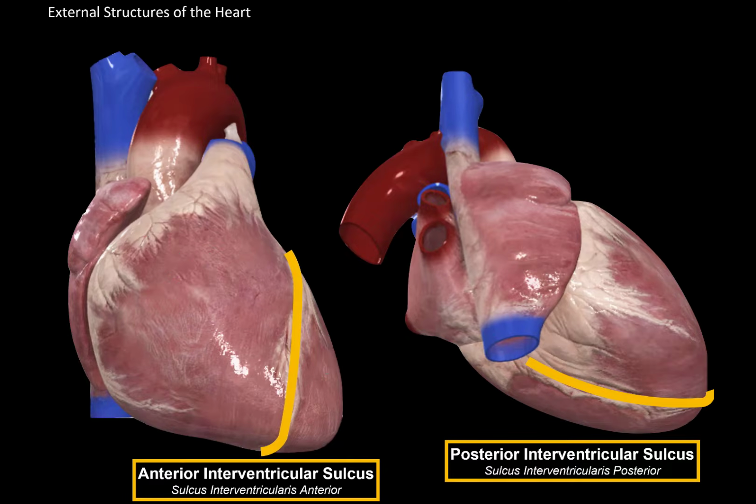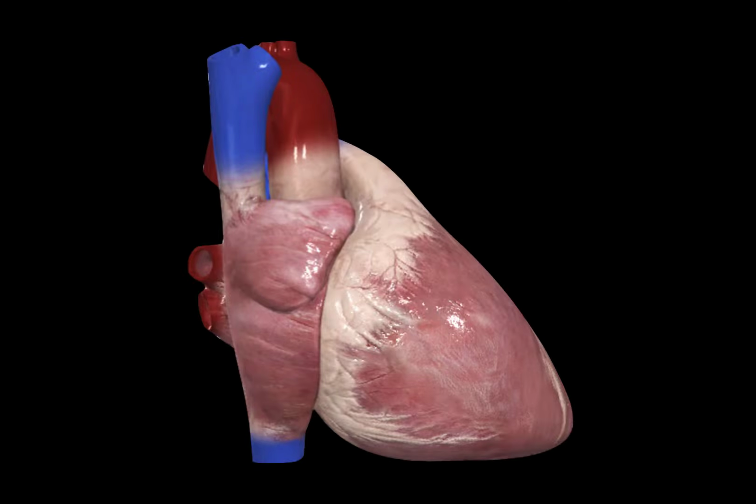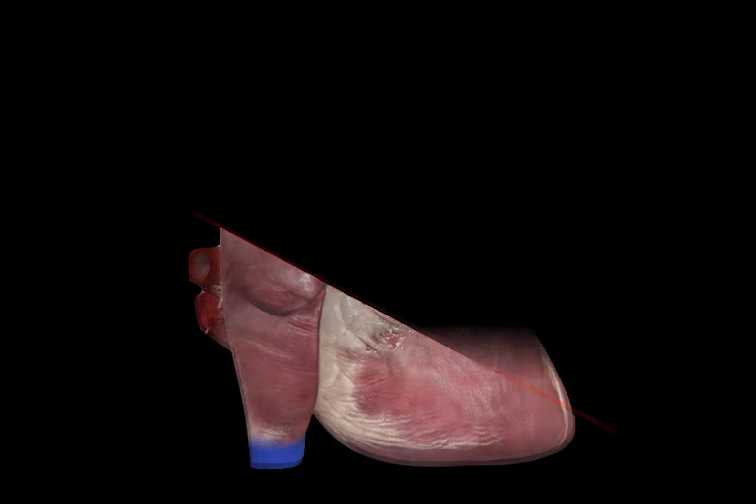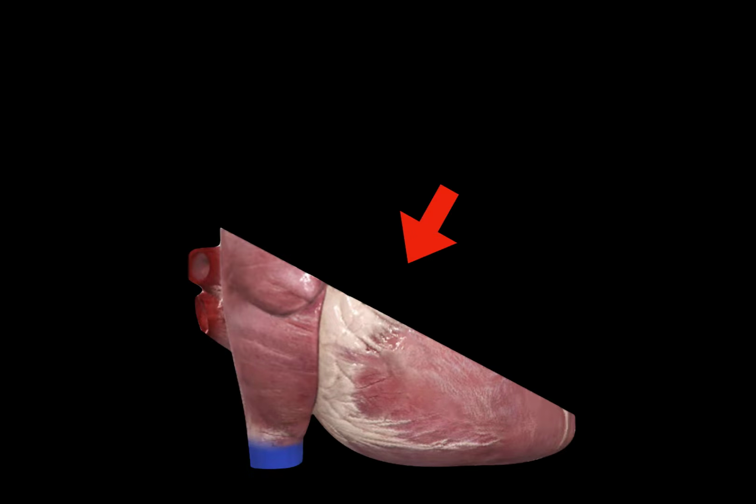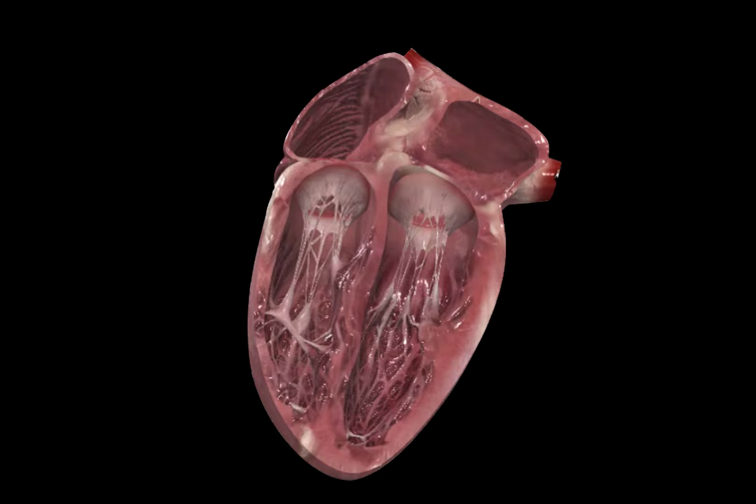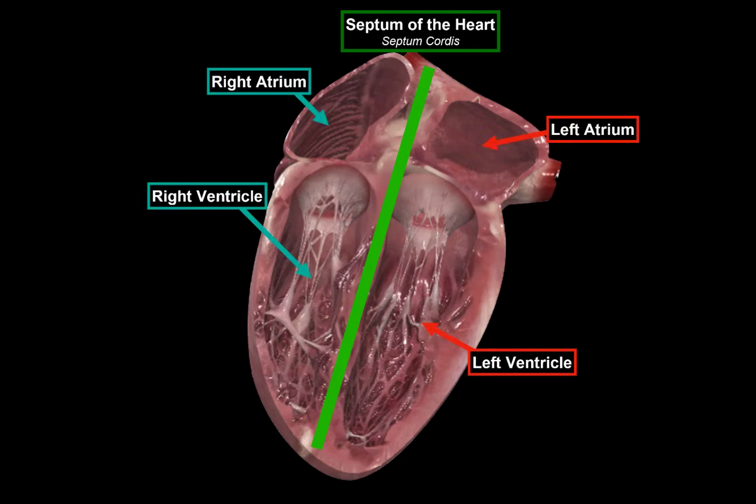Now, let's take the heart and give it a good slice, and then remove the upper half and look at it from this perspective. You will see this. So we have this wall called the septum of the heart, separating the right side of the heart from the left side of the heart.